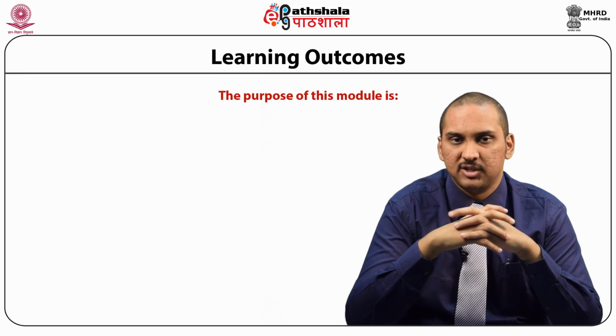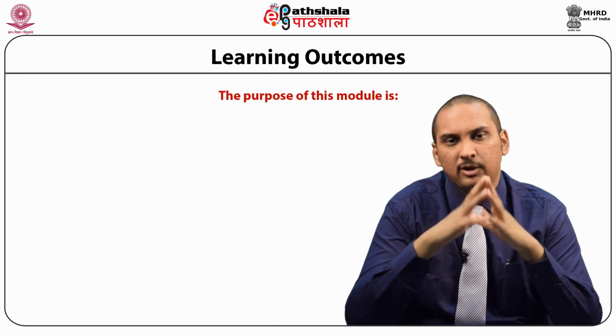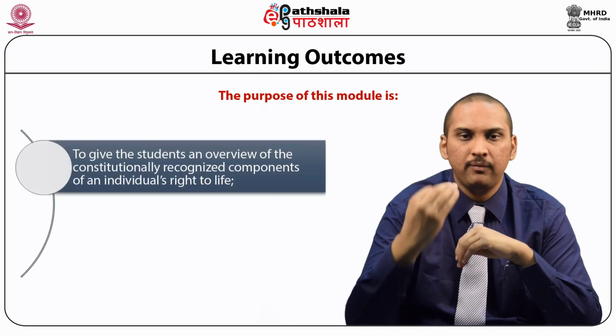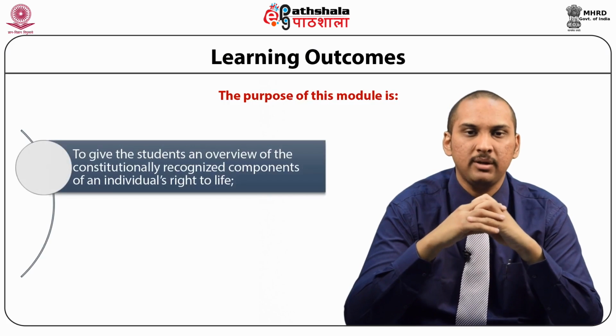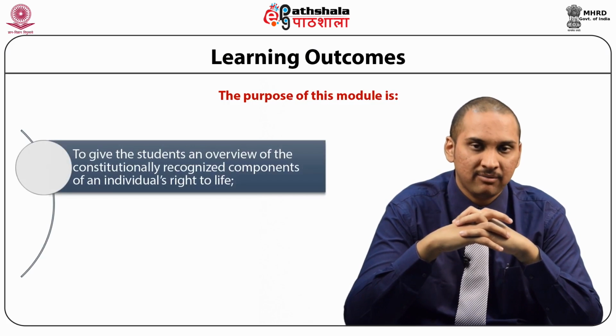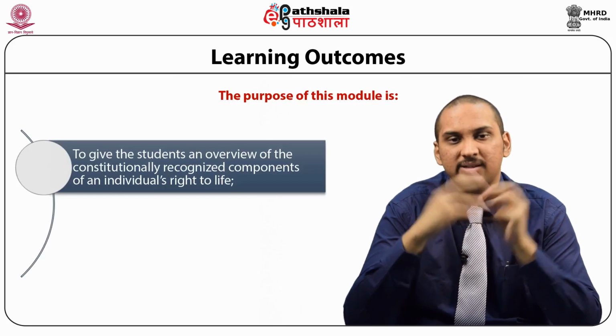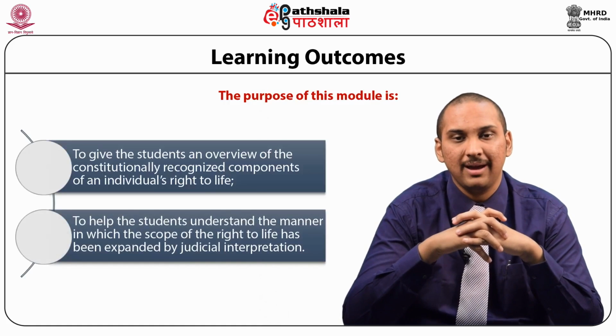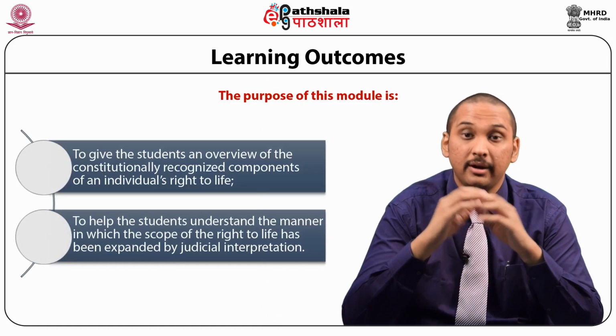The learning outcomes of this module. There are primarily two learning outcomes. The first is to give the students an overview of the constitutionally recognized components of an individual's right to life. The second learning outcome is to help the students understand the manner in which the scope of the right to life has been expanded by judicial interpretation.